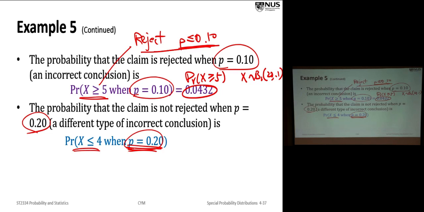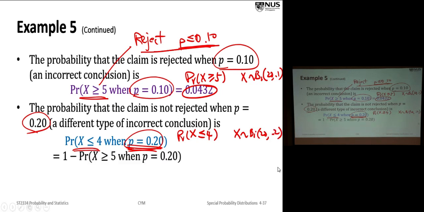I commit an error. So here we are looking at where X is binomial 20, and now I change P equal to 0.2. And so I work out this probability, it turns out to be 0.6296. So this number is quite big. So in other words, you commit the error with very high chance.